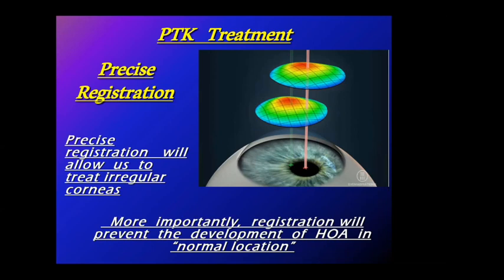registration. Registration of the location and the degree of the corneal aberration. And also we know that cyclotorsion is very important. Whenever the patient lies on the bed, the eye rotates, and you have to know the cyclotorsion. If you don't have that, don't do it, because precise registration will allow you to treat irregular cornea. But more important than that, registration will prevent you from developing high-order aberration in a normal cornea if you are treating a normal cornea by mistake.